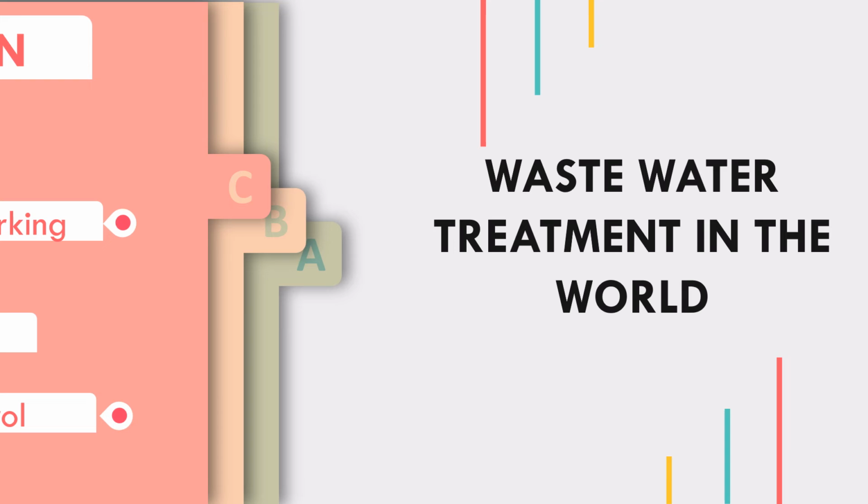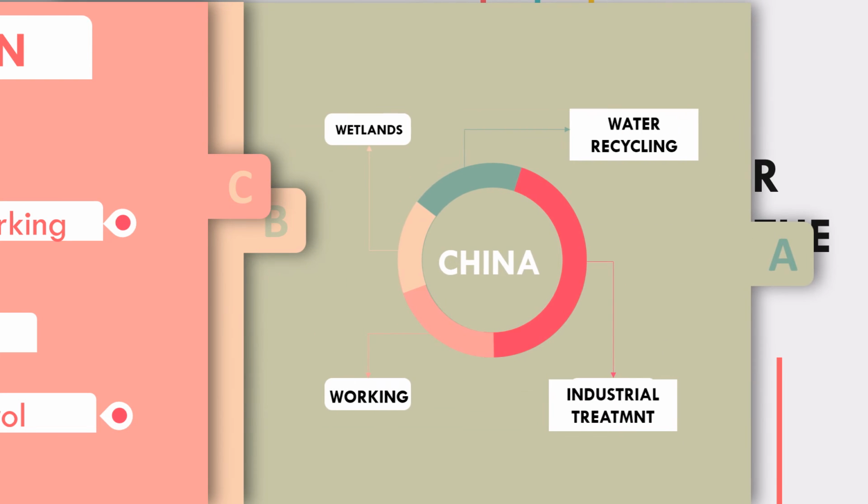Let's move on to the wastewater treatment plant in China. In China, we have discussed wetlands, water recycling, working, and industrial treatment. China's wastewater treatment industry broadly covers the treatment of influent sewage and water recycling. In 2015, around 74 billion tons of wastewater was discharged by China's population. Few factories treat it consistently because of the high cost involved. Municipal wastewater treatment is typically undertaken by local government, and industrial wastewater treatment is done in the factory.